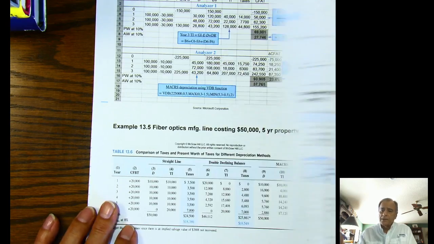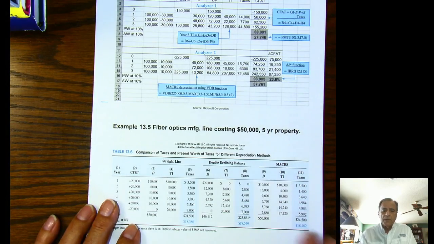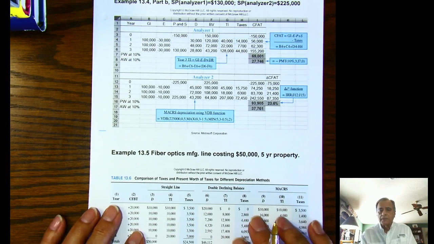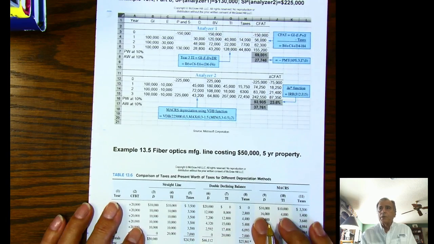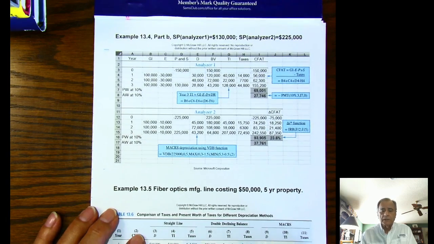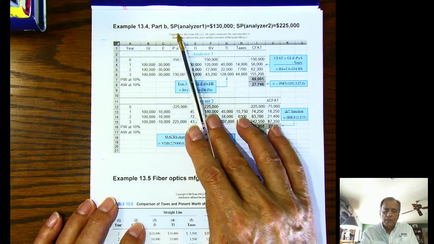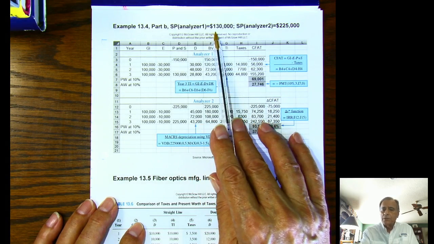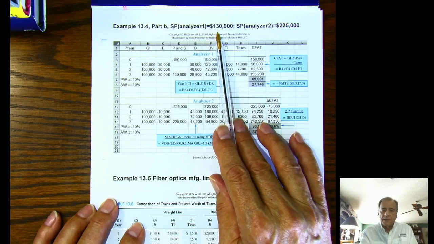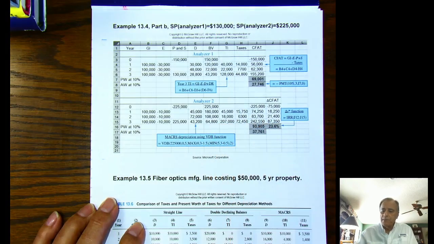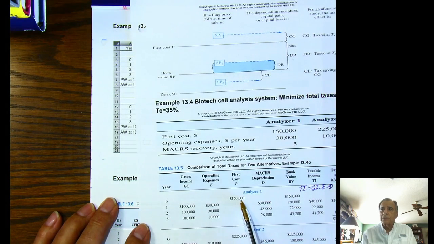Okay. Now this example problem has a second part to it, Part B, which I'll bring down here. Part B says Analyzer 1 is sold after 3 years. That's the end of the contract, for $130,000. Remember, that analyzer originally cost $150,000.